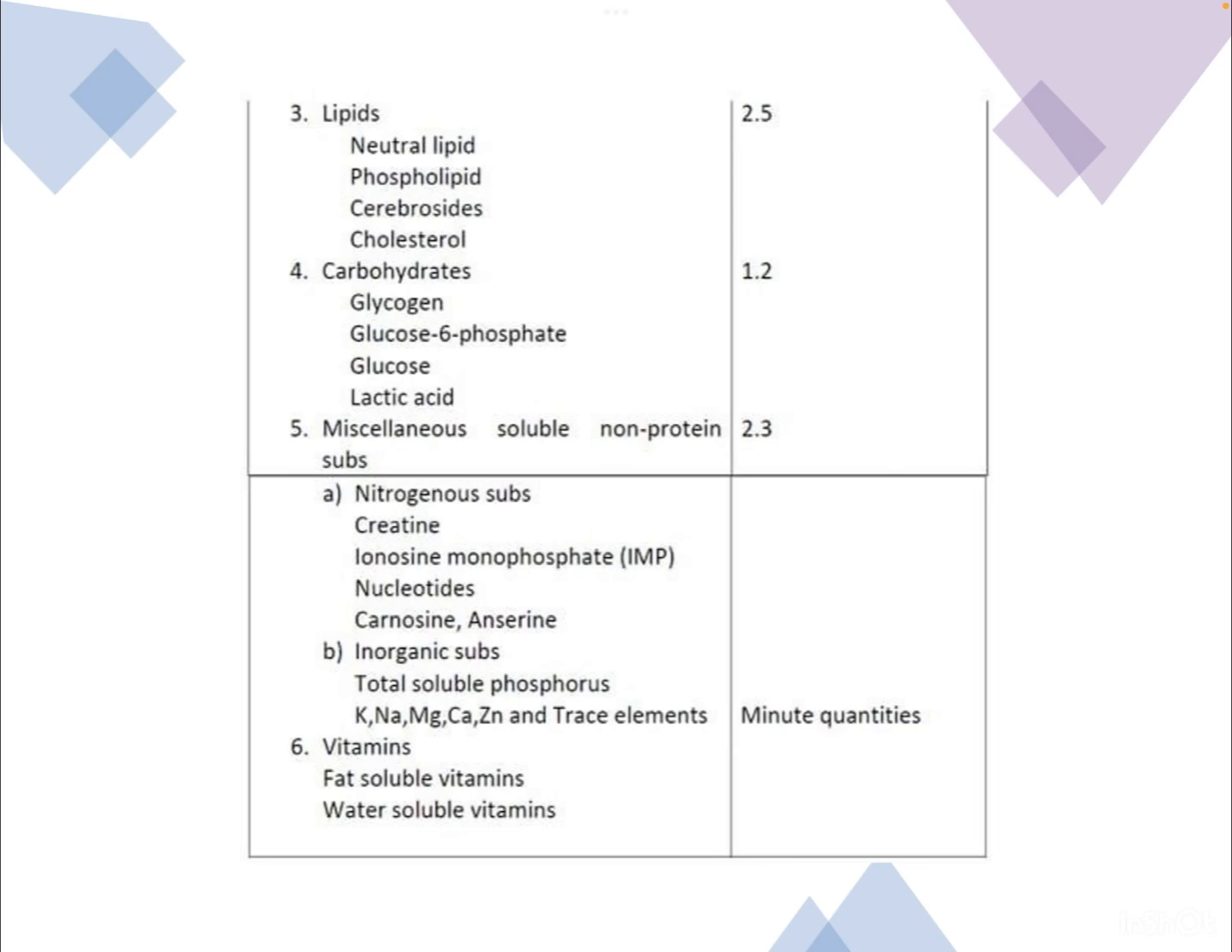We also have some non soluble substances which are miscellaneous, and we can say that they constitute 2.3% of portion. We have nitrogenous compounds in this category like creatine, inosine monophosphate. This IMP constitutes the specific flavor of the meat. We have nucleotides, carnosine, anserine, etc. Then we also have inorganic substances like total soluble phosphorus, potassium, sodium, magnesium, calcium, zinc, and trace elements. And these are present in minute quantities. And then we have vitamins like fat soluble vitamin A, D, E, and K, and water soluble vitamin C and B group. Meat is very famous for its repository of group B vitamins, which are very much needed for proper sustenance of our health. So this was about the basic chemical composition of meat.